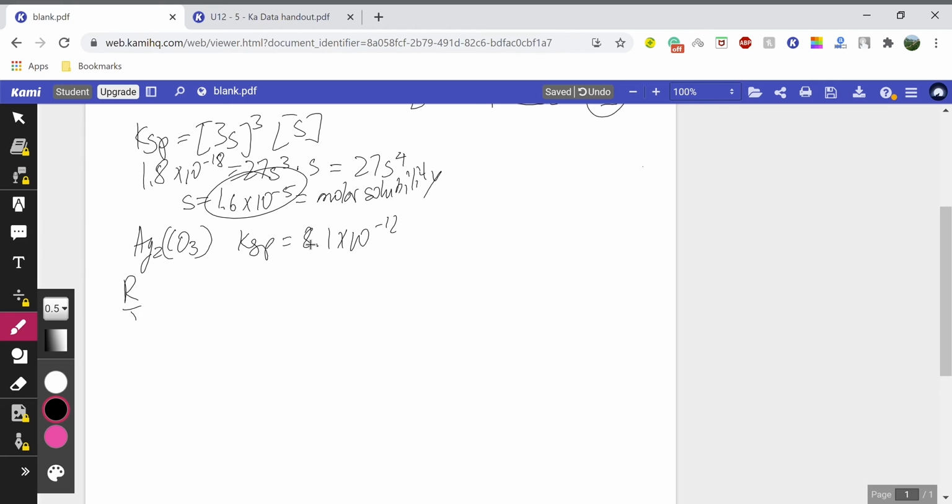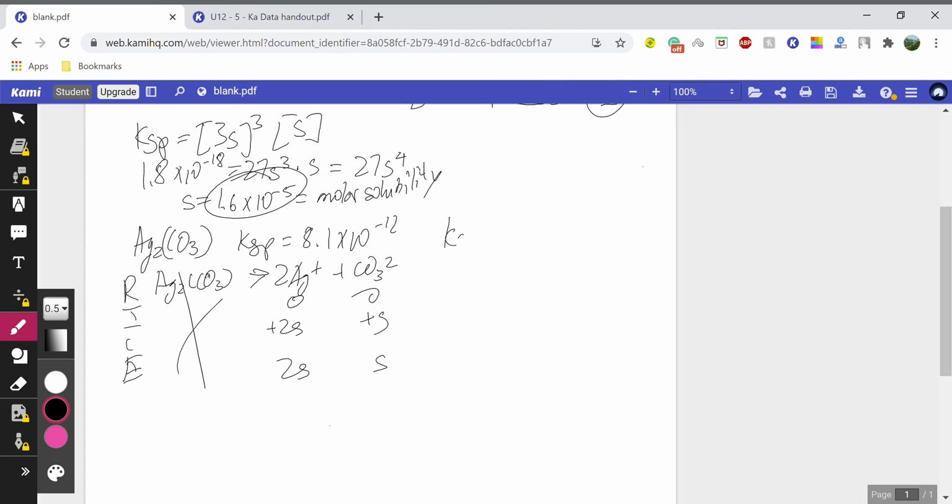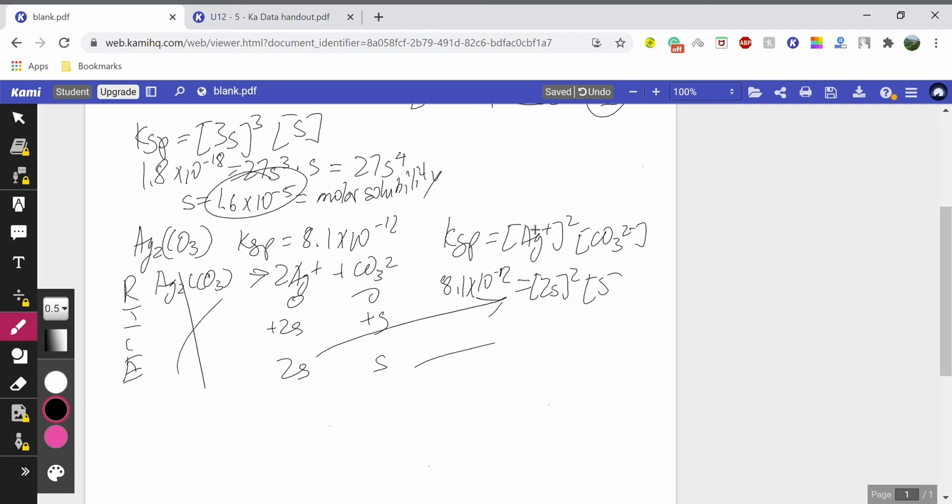So let's create an ICE chart and write Ag2CO3 forming 2Ag+ and CO3 2-. We cross out the solid, then 0, 0, plus 2s, plus 1s, so 2s and s. Then we write a Ksp equation. Ksp is equal to the concentration of Ag+ squared, because we have 2 moles, times the concentration of CO3 2-. Now Ksp, 8.1 times 10 to the negative 12, is equal to 2s squared times 1s. And that is equal to 4s squared times s, which is 4s cubed.